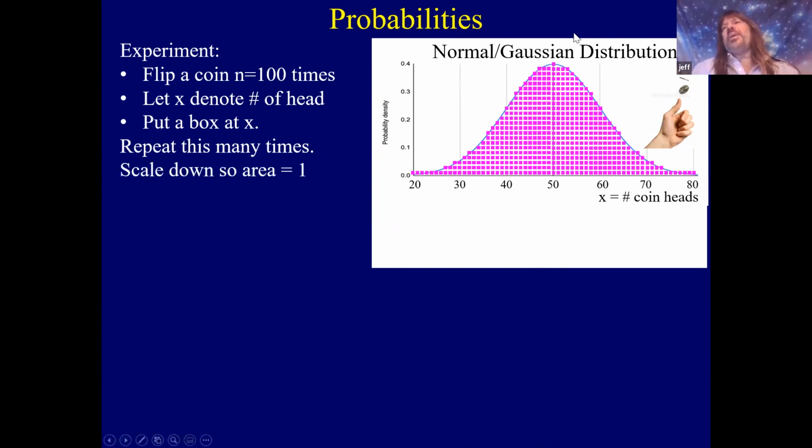We want to scale it down so that the total area under the curve is 1. One way you can do it is to have the area of each box be 1 over the number of times you do the experiment, so that the total area is 1.